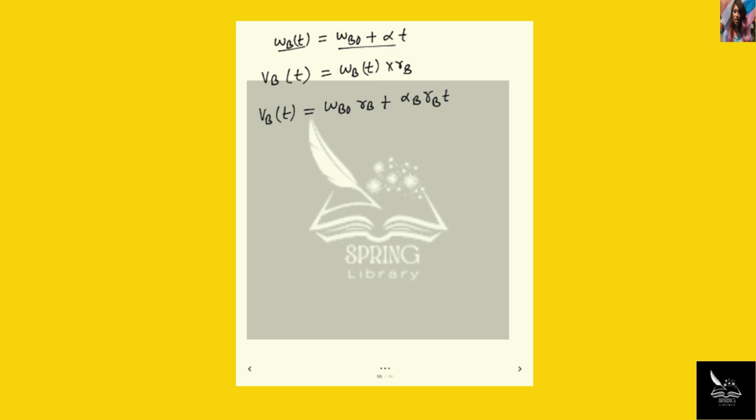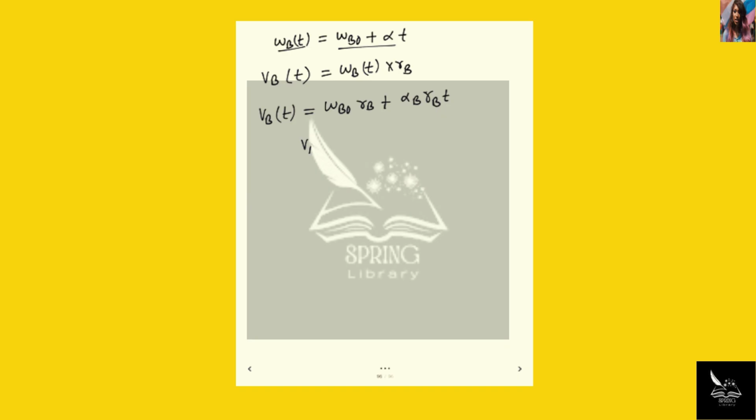So now the angular velocity of disk B can be written as omega B t equals omega B naught plus alpha B multiplied by t. Similarly, we can write VB t equals omega B t multiplied by RB, and substituting values in this equation, we get a similar equation as above. We will get omega B naught multiplied by RB plus alpha B RB multiplied by time t.